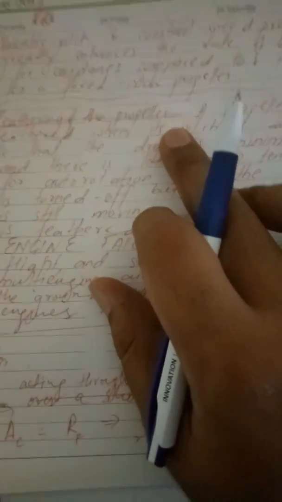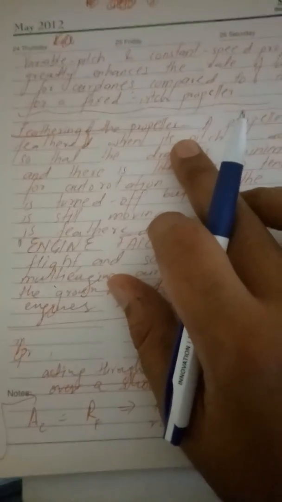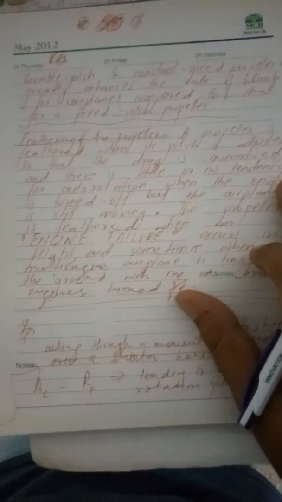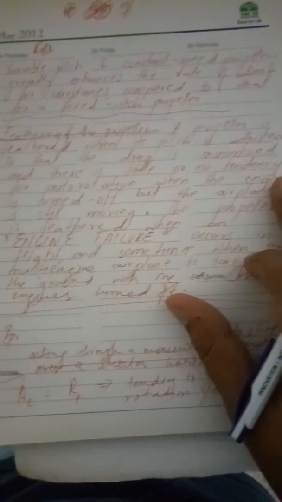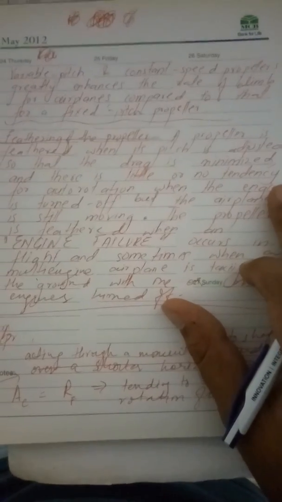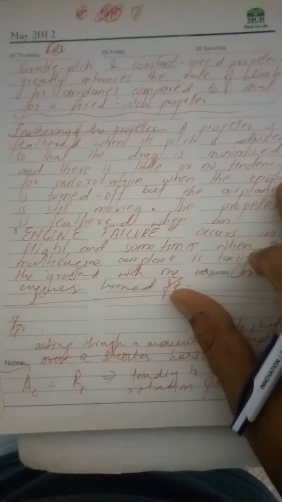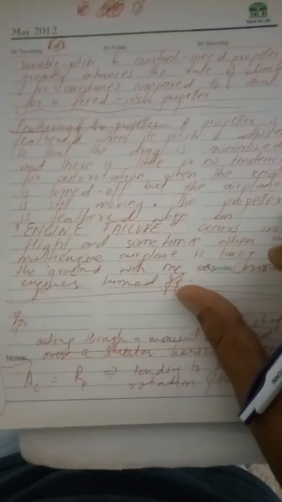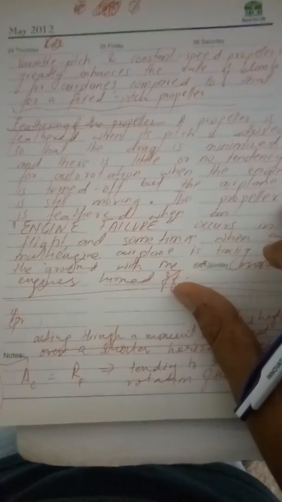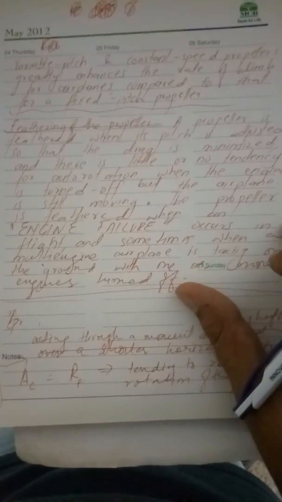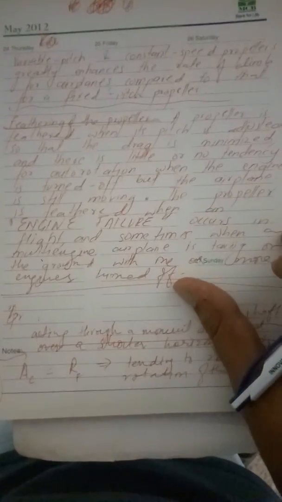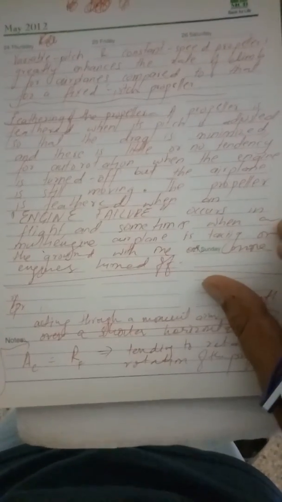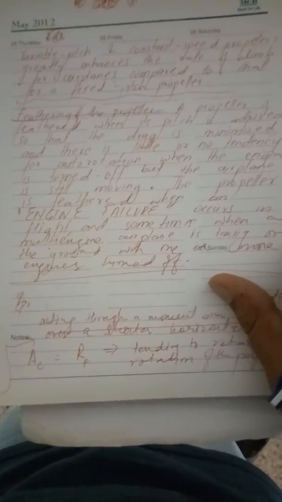Feathering of the propeller is also a concept that I'm going to show at the end of my video. A propeller is feathered when its pitch is adjusted so that the drag is minimized and there is little or no tendency for autorotation when the engine is turned off but the airplane is still moving. The propeller is feathered when an engine failure occurs in flight, and sometimes when a multi-engine airplane is taxiing on the ground with one or more engines turned off.